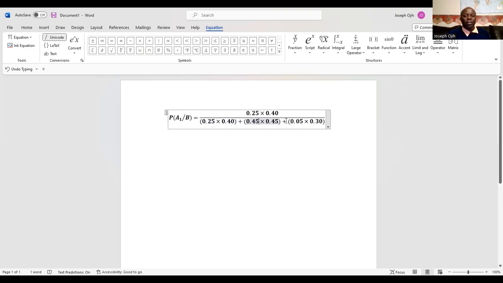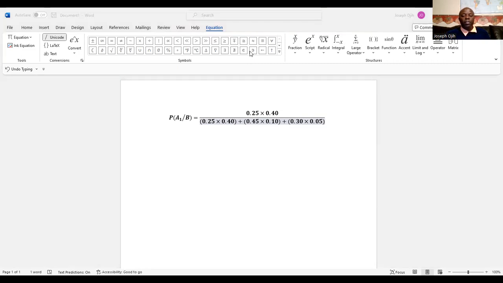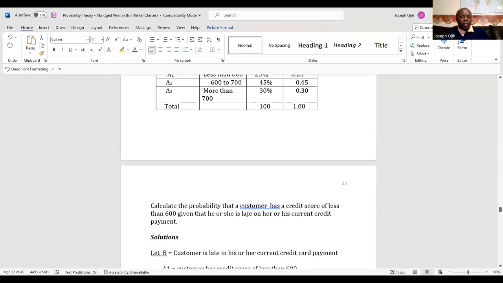It doesn't really matter so long as the two events are there. The order in which you multiply them doesn't matter, because according to the commutative law, A times B is the same as B times A. So I'm just going to make them follow this order, times 0.05. That's what will give us the answer. Once we plug it into the calculator, it will give us the probability that a customer has a credit score of less than 600, given that he or she is late with her current payment.